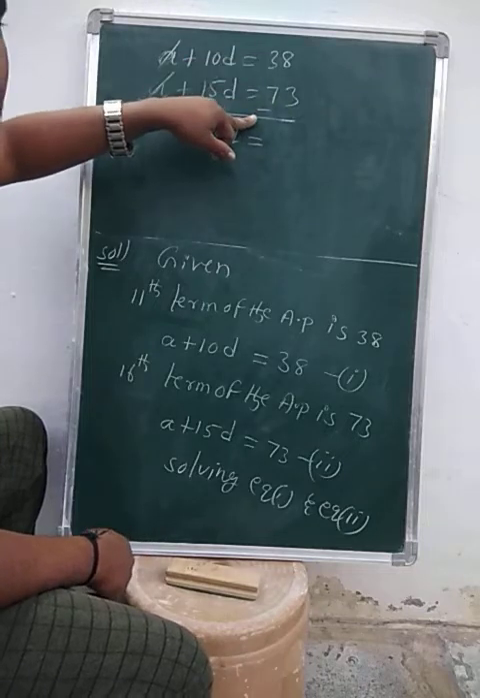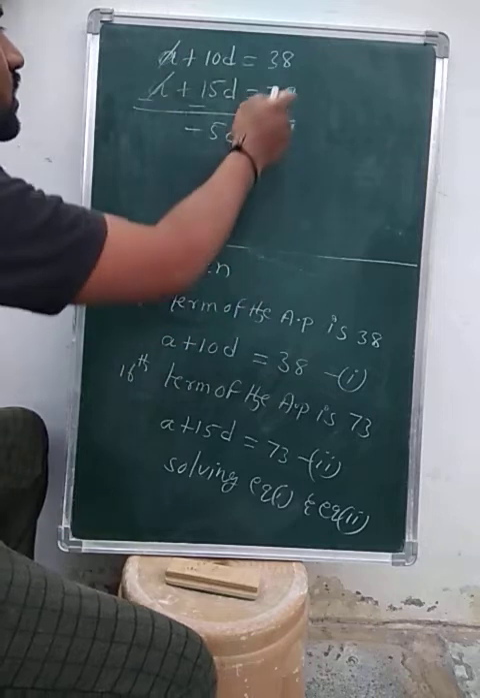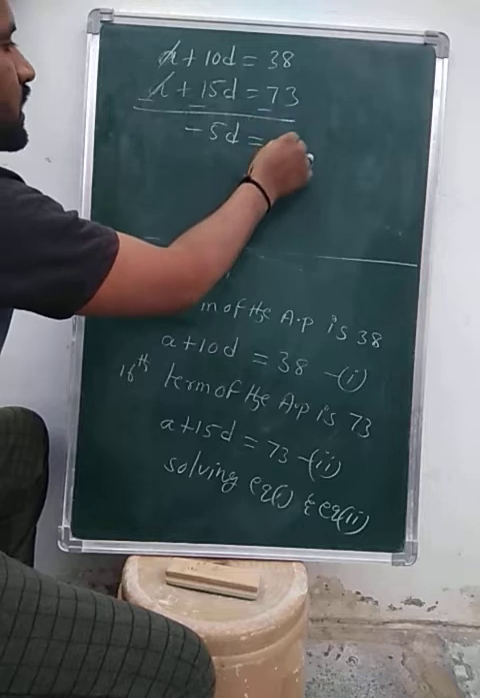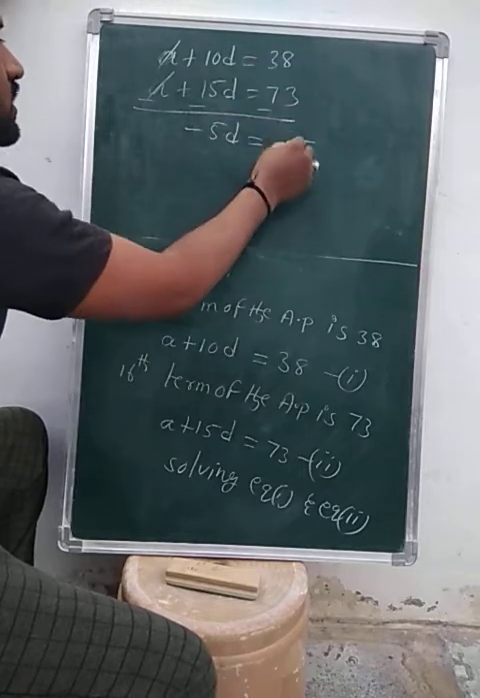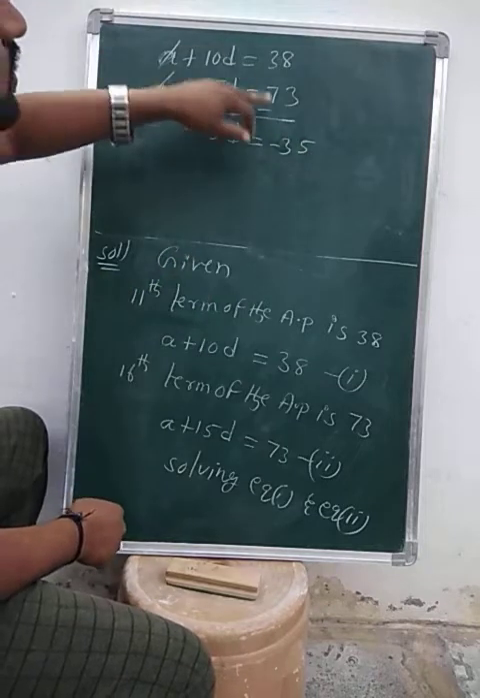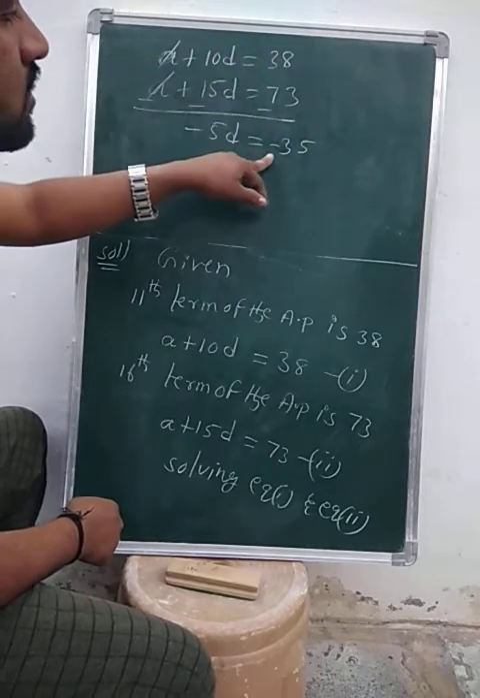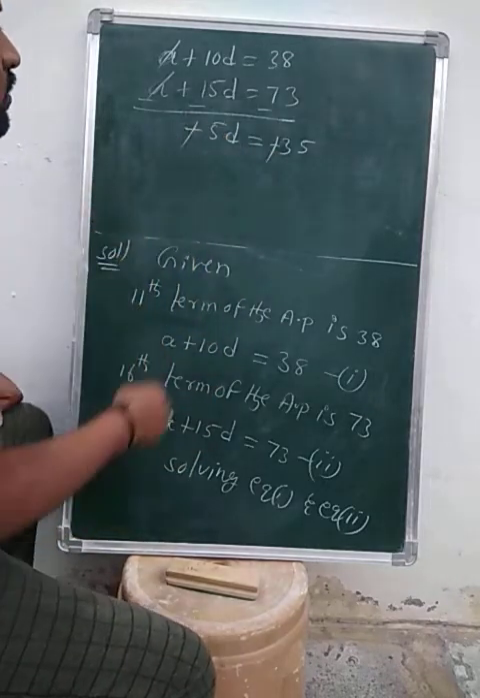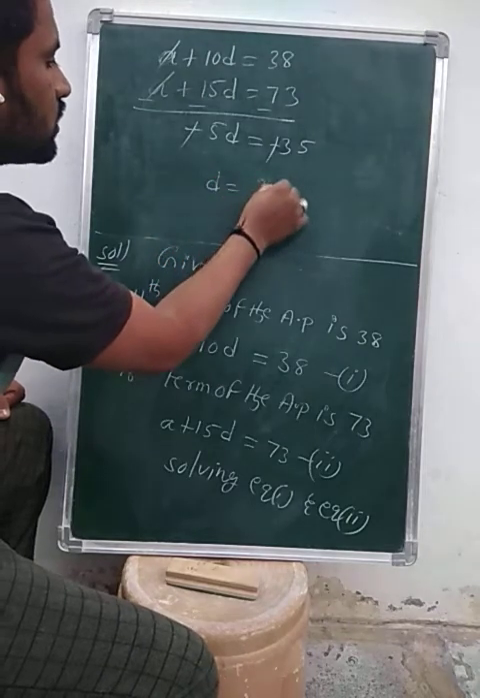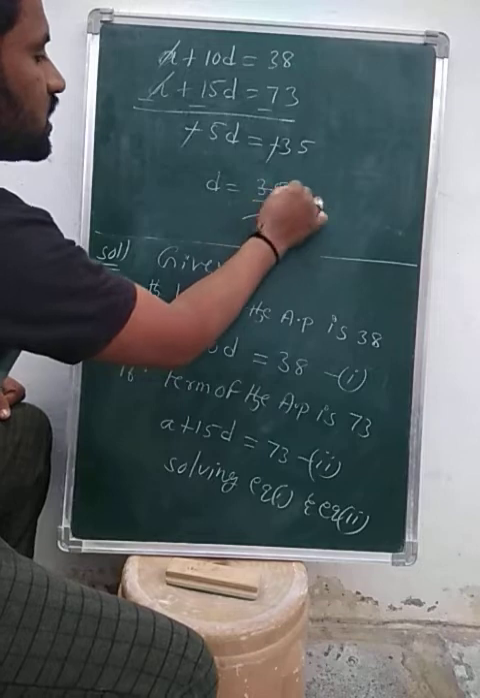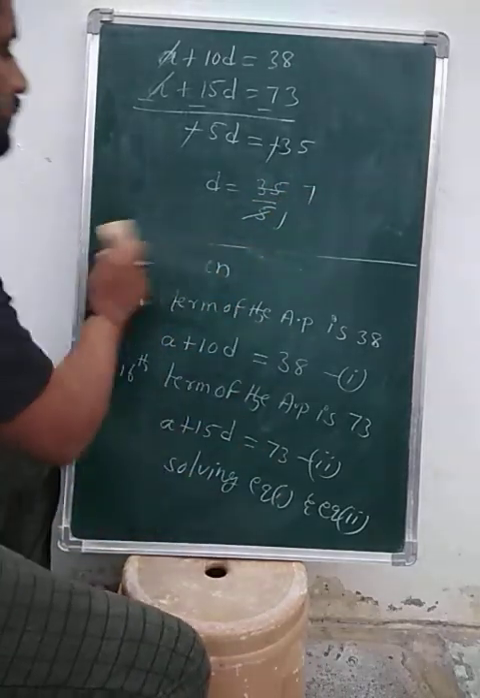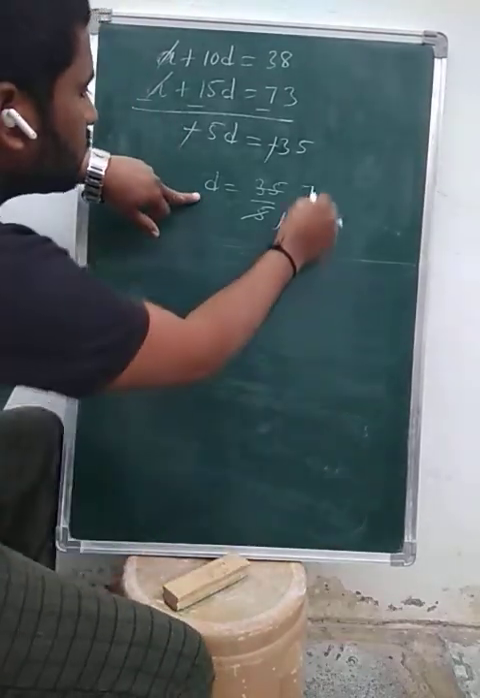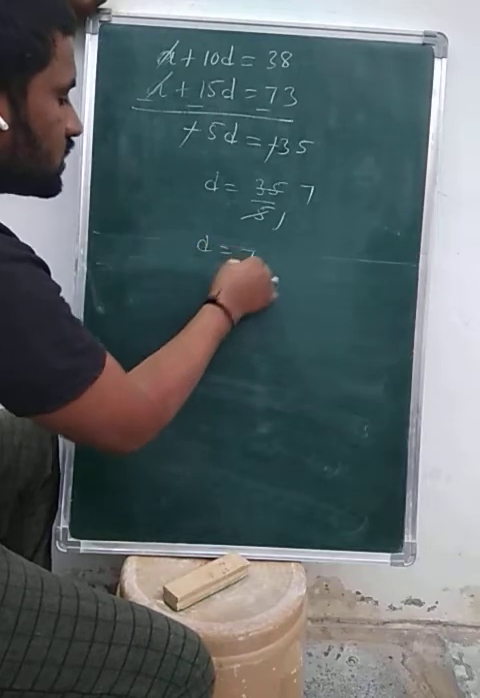38 minus 73. Now 13 minus 8, by taking borrow, we get 5, and 6 minus 3 is 3. So 38 minus 73 means minus 35. Removing the minus on both sides, D is equal to 35 by 5. 5 sevens are 35. So the D value is 7.